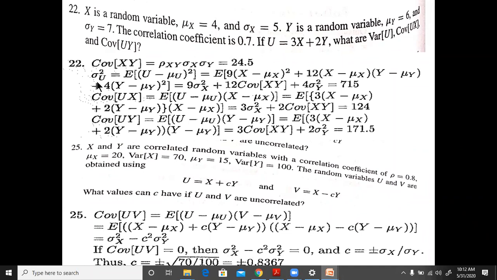So once having found this, then we can find the value of sigma u square. U is nothing but 3x plus 2y. So therefore you can write it as u minus mu u whole square, and u is nothing but 3x plus 2y. So you can write 3x plus 2y minus mu u, which will give us 3 mu x plus 2 mu y as the value there.